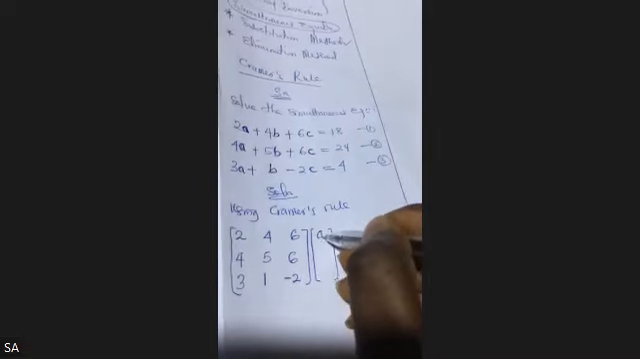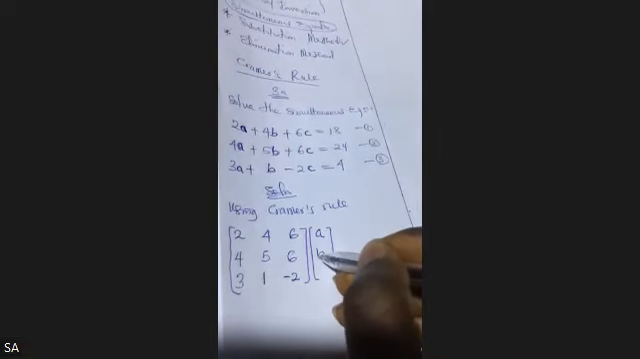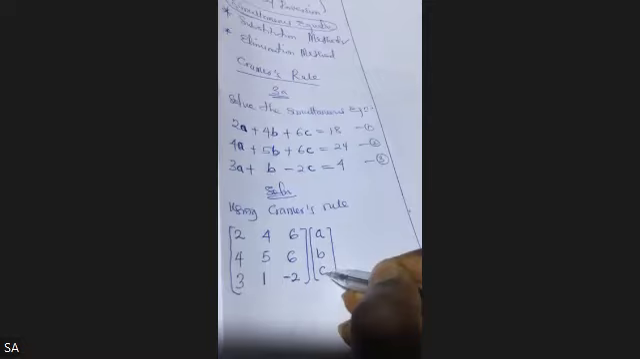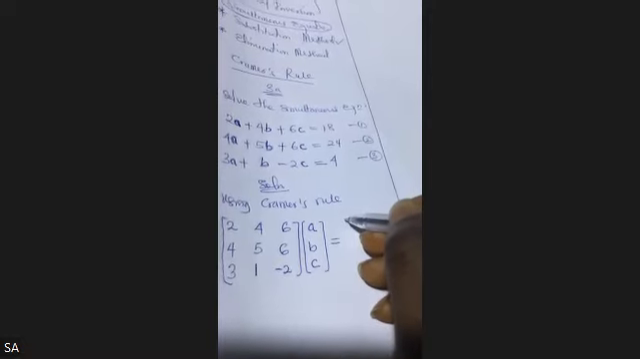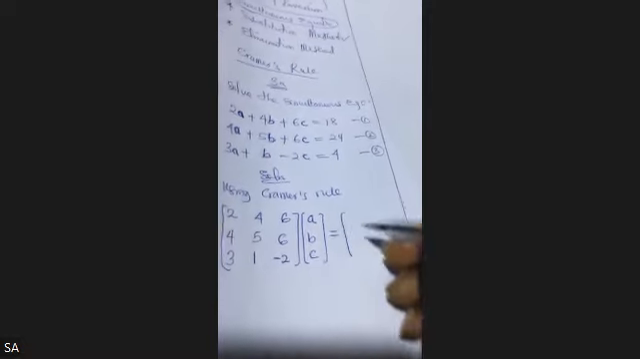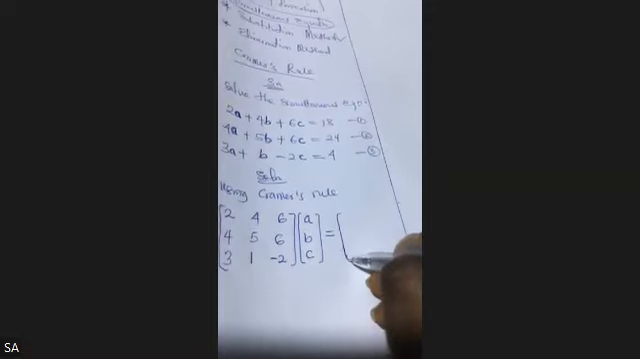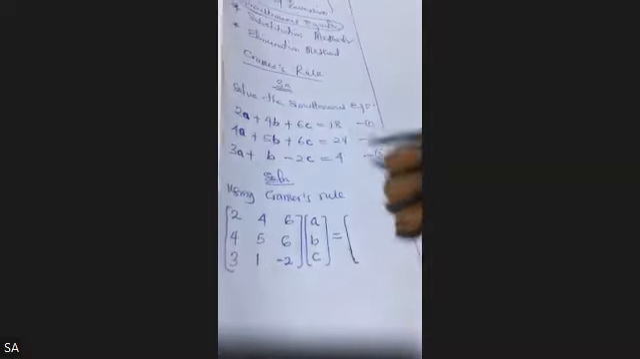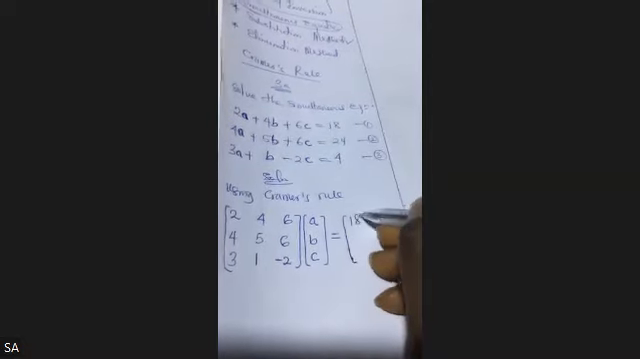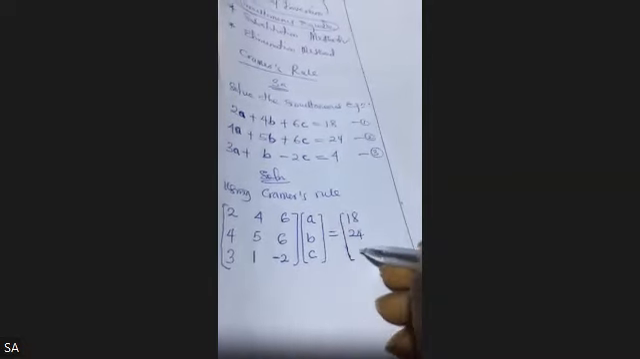I started with A, so this will be A, this will be B, and this will be C. Follow me, you won't regret joining the class. Just let's calm down. So I open another rectangular bracket here for another matrix. What are the constants here? The constants here are 18, 24, and 4. Okay, so I'm done with this now. Can you see?